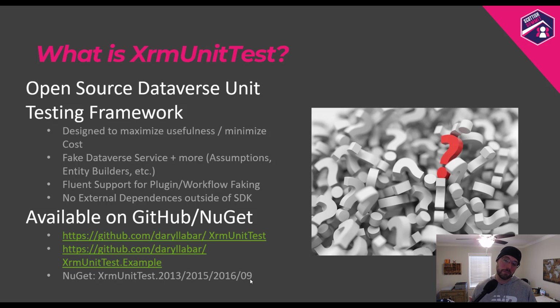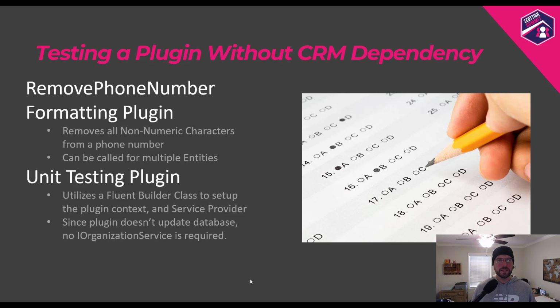I have it set up to be based on the SDK versions that are in NuGet, not based on the product name, because that changes all the time. So anyway, let's go ahead and look at this first thing. We want to actually see how do we use this thing, right? And I want to give the simplest example possible, and that's this RemovePhoneNumberFormatting plugin.